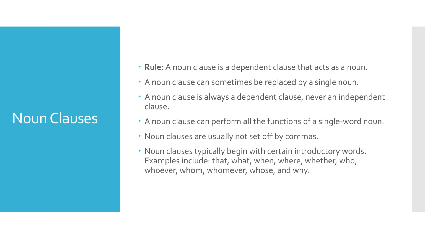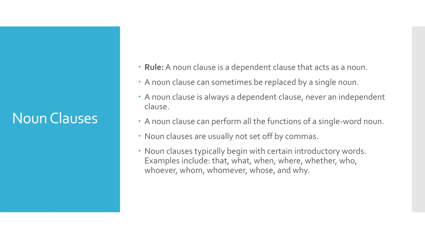All right, now let's talk about noun clauses. Now, there are adjective and adverb clauses and things like that. We're just focusing on noun clauses right now. So we talked about independent and dependent clauses. Now, they even get broken down even more. Rule: A noun clause is a dependent clause that acts as a noun. Okay, so it's not an independent clause. It can't stand by itself, but it acts as a noun.